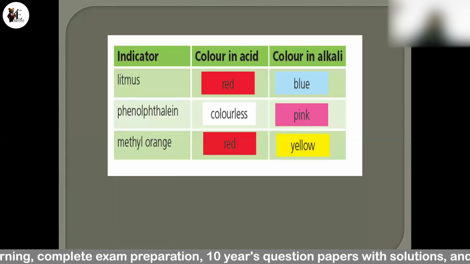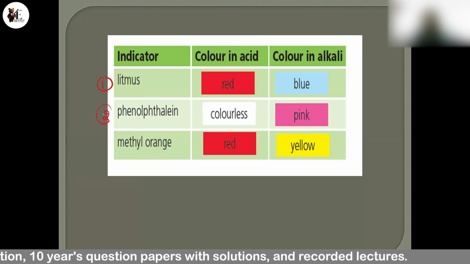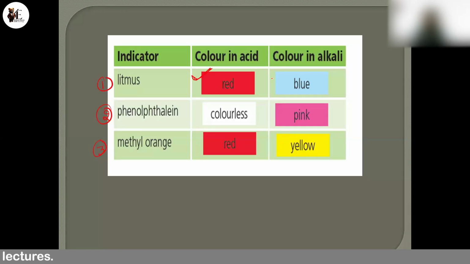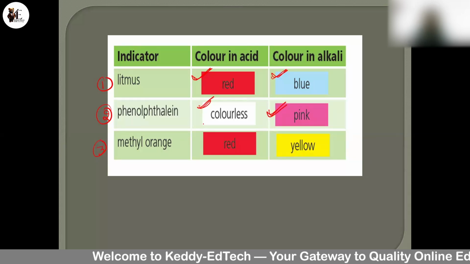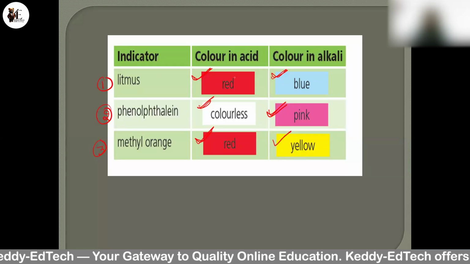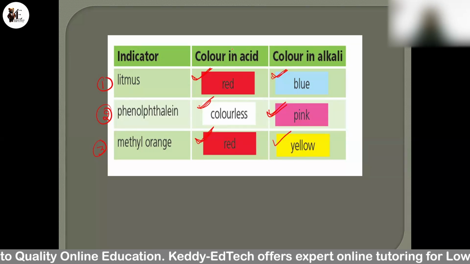Okay, we have three indicators which are in your syllabus. First is litmus, second is phenolphthalein, and third is methyl orange. They change color. Basically, they indicate whether something is acidic or alkali. So litmus color in acid is red. Its color in alkali is blue. Phenolphthalein in acid is colorless, but in alkali, in base, it changes color to pink. Methyl orange in acid is red, but in alkali it changes color to yellow. So you should remember all these indicators and all the colors in acids and bases. So please write it down.